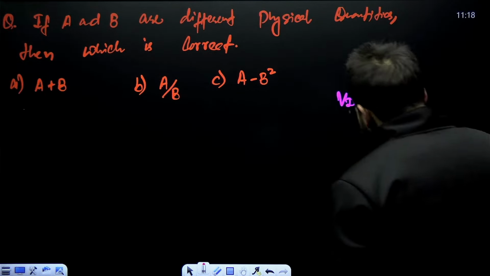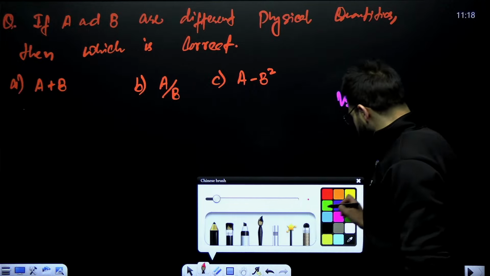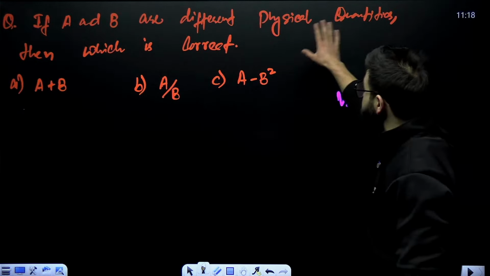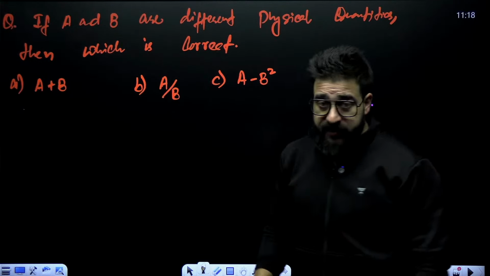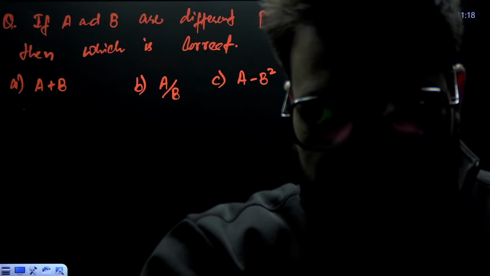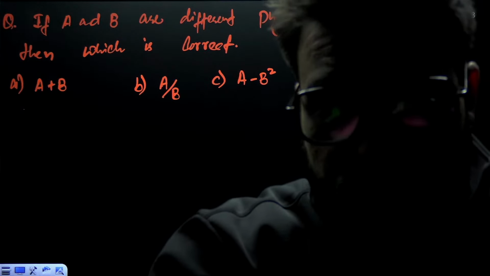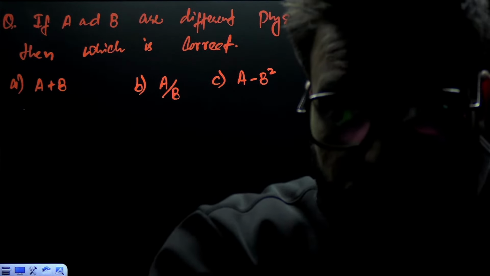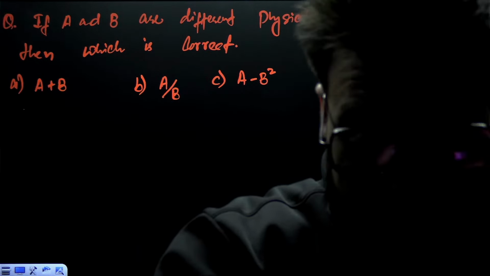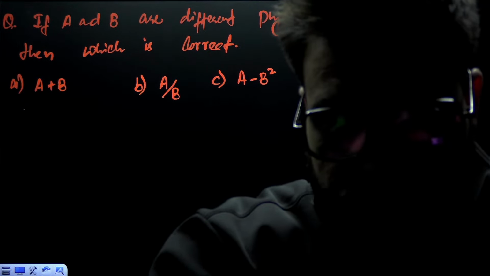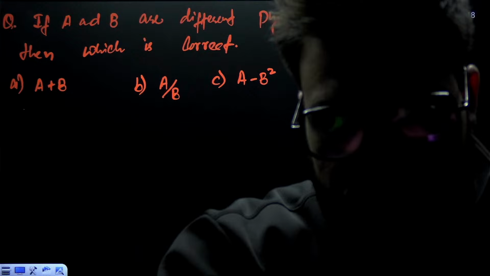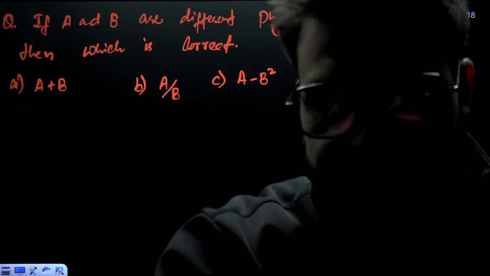Great, great. Now, guys, this is an important question which I would like to ask you. If A and B are different physical quantities, then which one is correct? A, B, C. You are supposed to tell me which of the three options is correct over here. Tell me, guys, in this particular case.